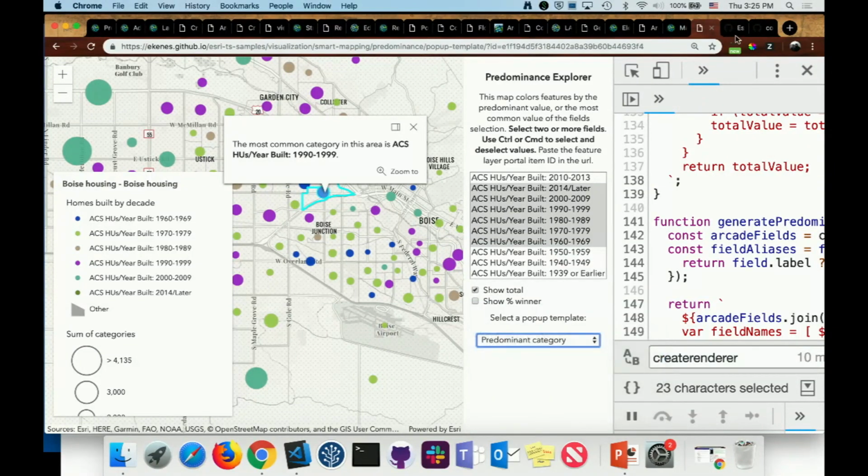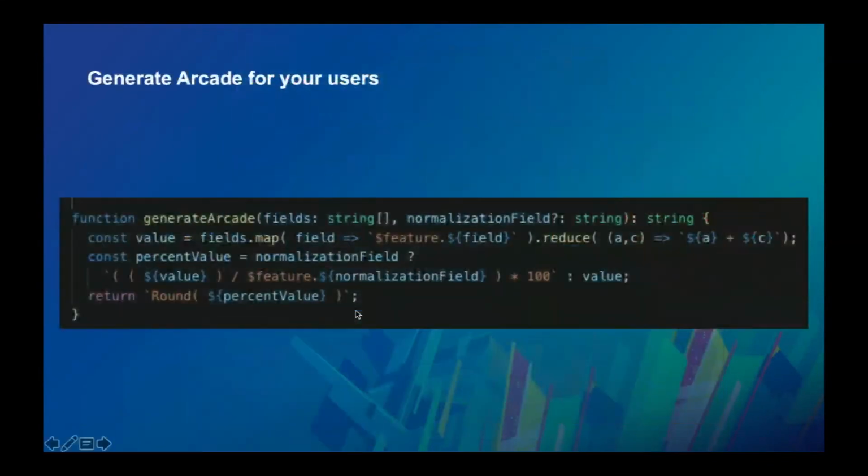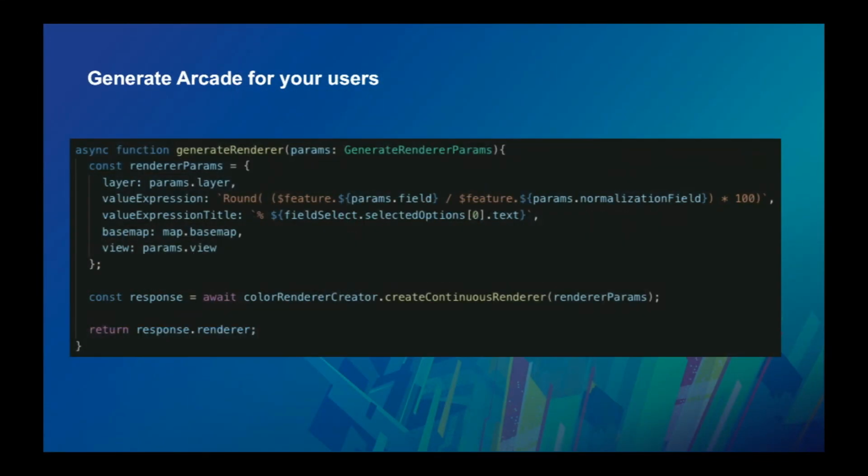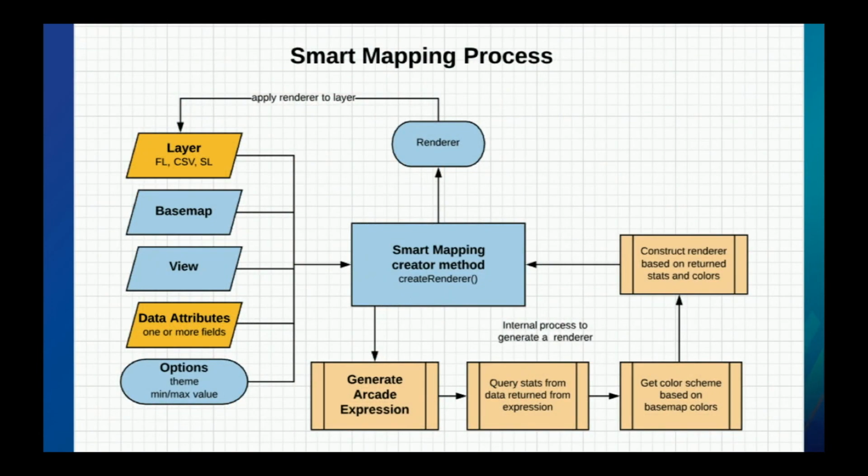So we don't have a lot of time left. There's that function, you guys saw that. And this is what I just explained to you with the smart mapping process. So rather than you generating it, we can do it for you in this step on the flow chart.